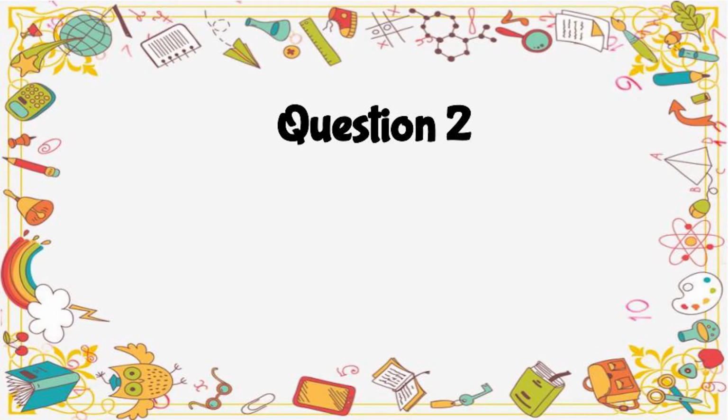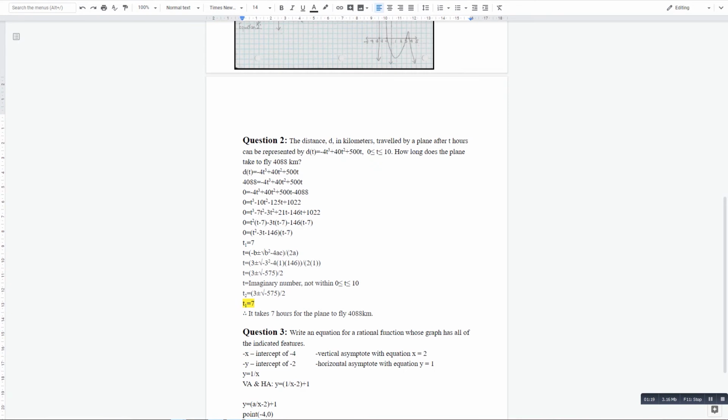Next, moving on to question 2. Given this equation, it asks us how long it takes for a plane to fly over 4,088 kilometers. So using this equation, I can plug in the 4,088 into the equation as a y value and then factor it, giving me 2 answers.